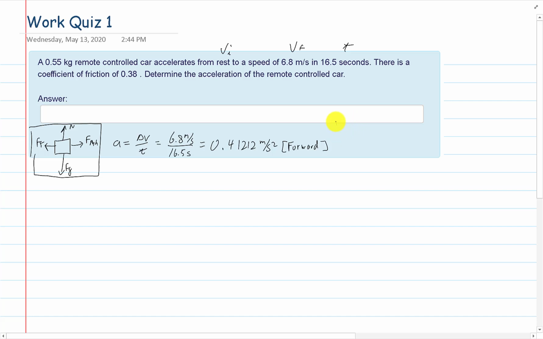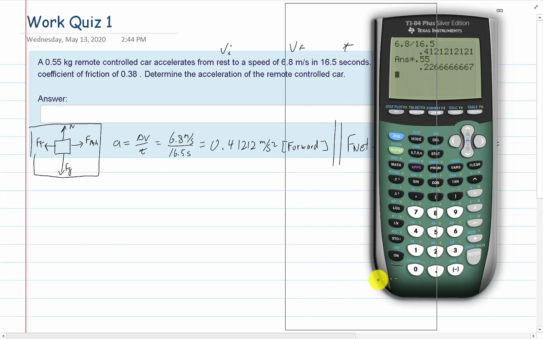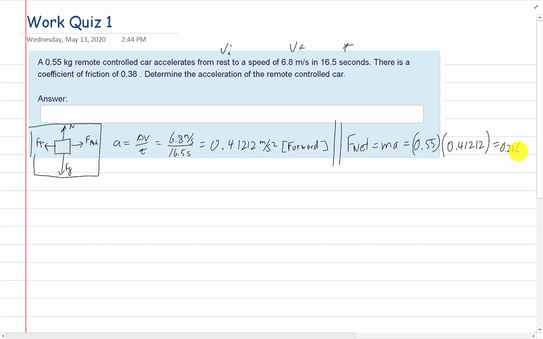They're now asking for the net force. F net is just going to equal ma. And the mass is 0.55, and the acceleration is 0.41212. So when we put those together, times 0.55, we get 0.22667 newtons, and that still would be forward if we had to put a direction in there.